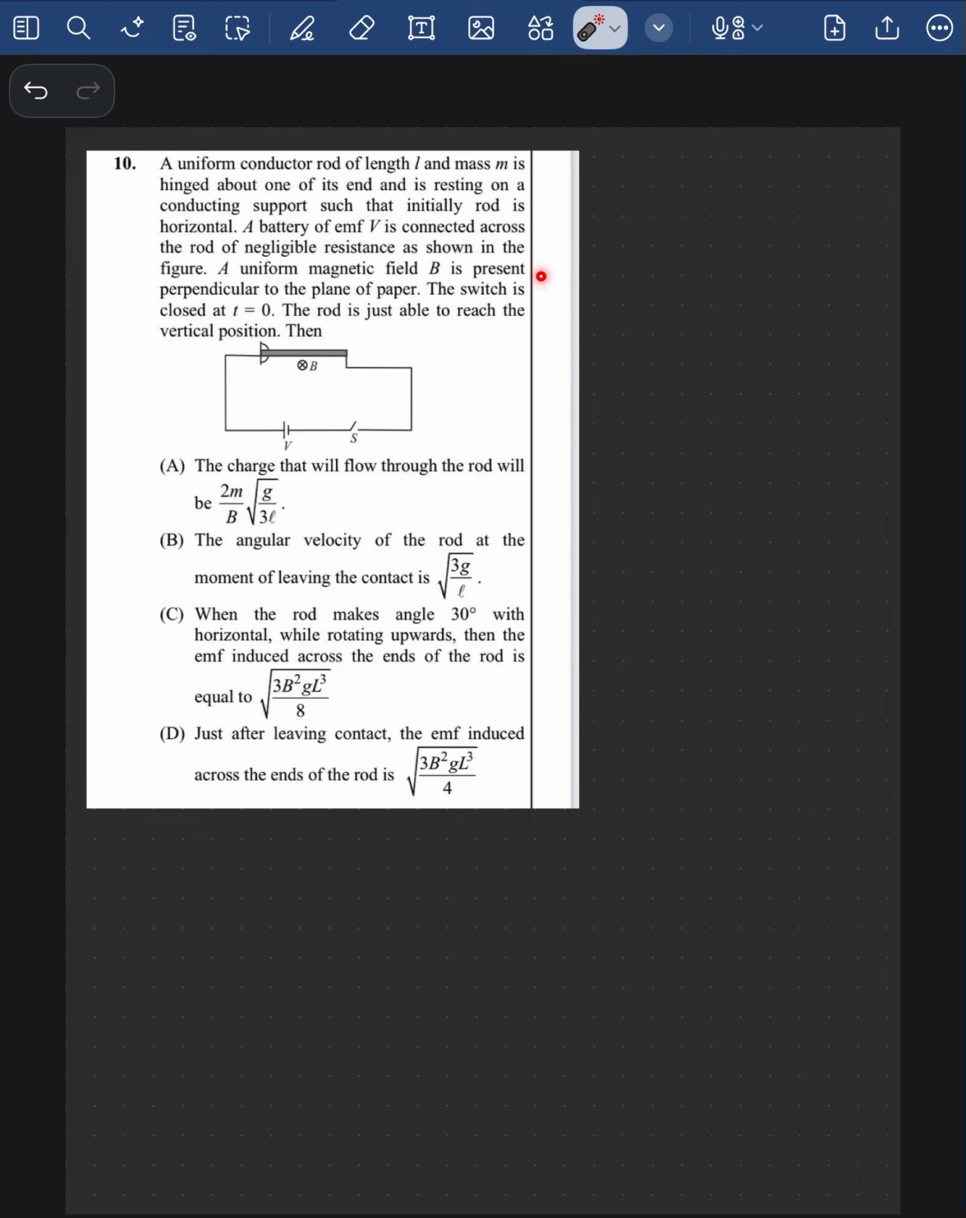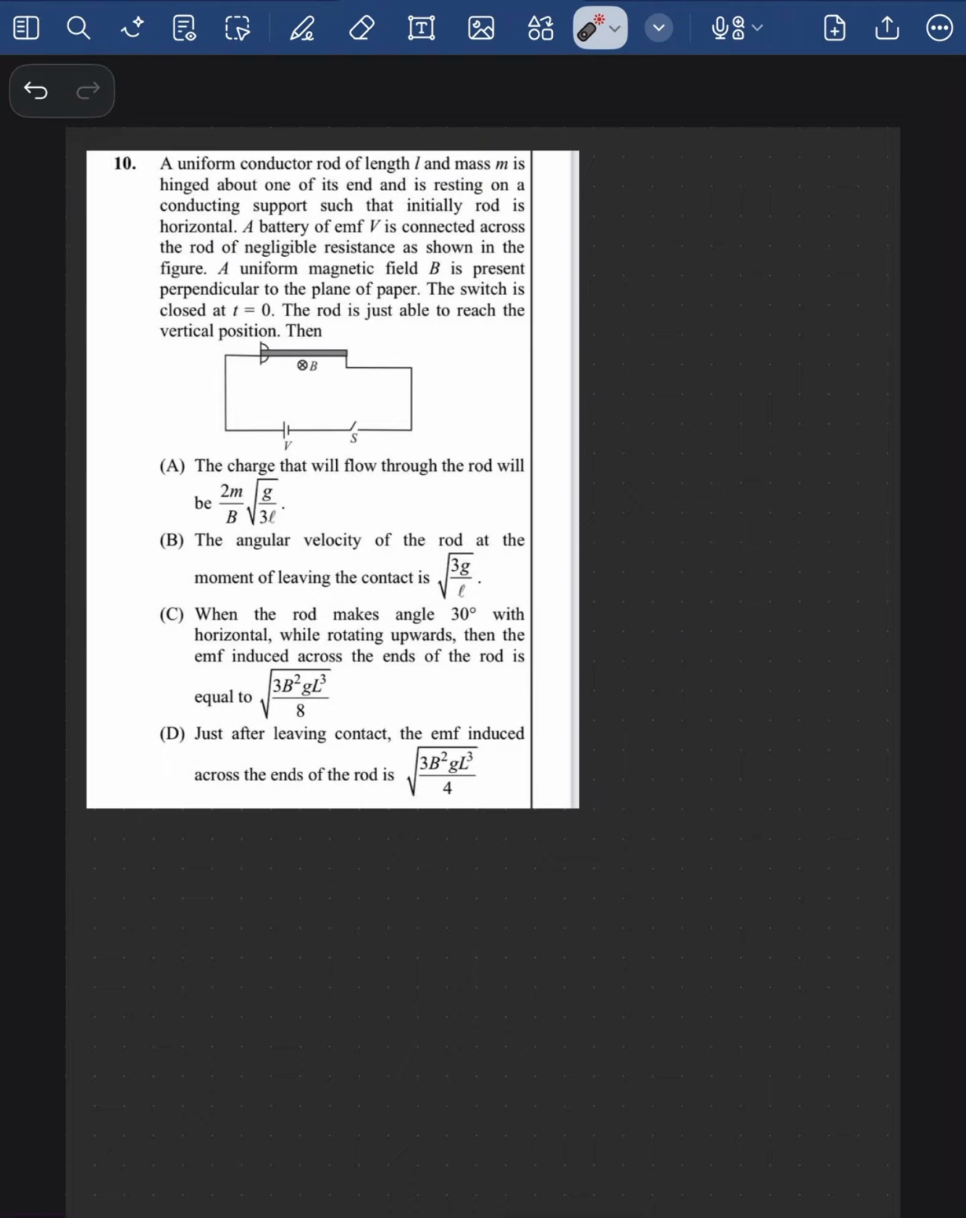A uniform magnetic field B is present perpendicular to the plane of the paper. The switch is closed at t equal to 0 and the rod is just able to reach the vertical position. Then from this we need to answer: what is the amount of charge which is flowing through the rod, and the angular velocity of the rod at the moment of leaving the contact.